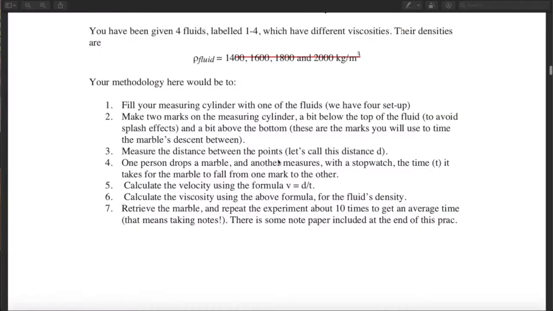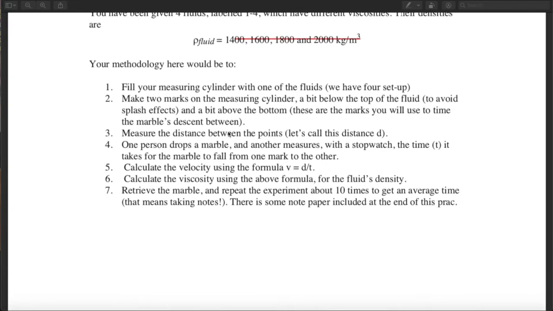So your methodology, once you have this information, then would be to fill a cylinder up with the fluids. So I've actually set four up for you already. Then we want to make two marks on the side of the measuring cylinder. And we want to miss the top of the fluid a bit to avoid the splash, and we want to miss the bottom a bit because the marble slows down when it hits the bottom. So we're going to measure somewhere in the middle, and I'm actually going to make the two marks 10 centimeters apart, and we'll look at how long it takes to sink between those marks. So we'll measure that distance, and for us, this distance D is going to be 10 centimeters or 0.1 meters.